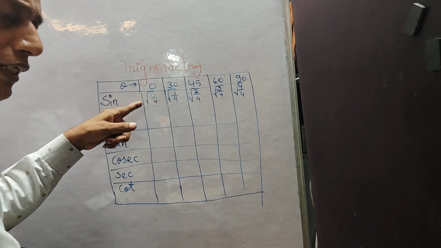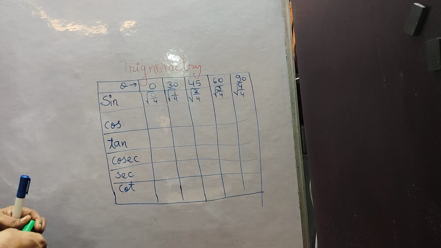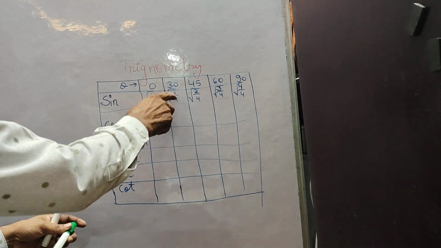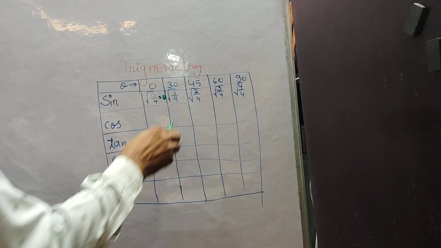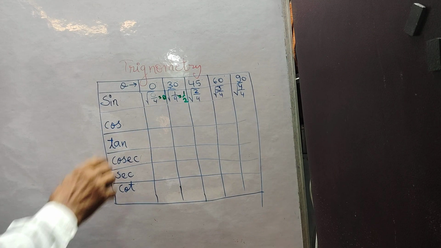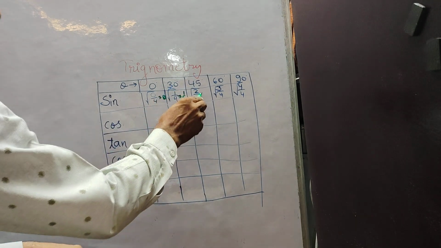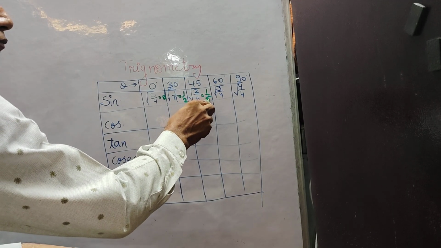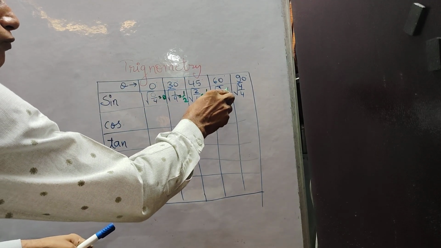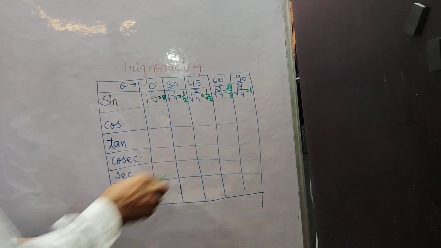Sine 0 is 0 because square root 0 upon 4 is 0. Sine 30 degree is square root 1 by 4, and the 1 by 4 comes outside of the square root, so it becomes 1 by 2. Sine 45 is square root 2 by 2, or we can say it cancels to 1 by square root 2. Sine 60 is square root 3 by 2 because square root 4 is 2. And sine 90 is 1 because 4 by 4 is 1, and square root 1 is 1.